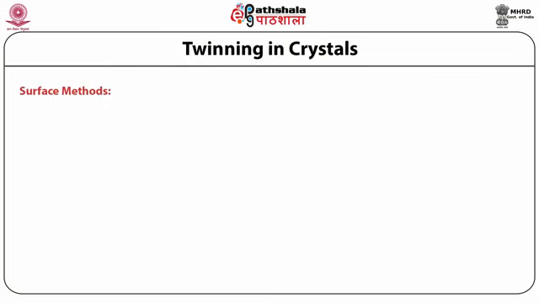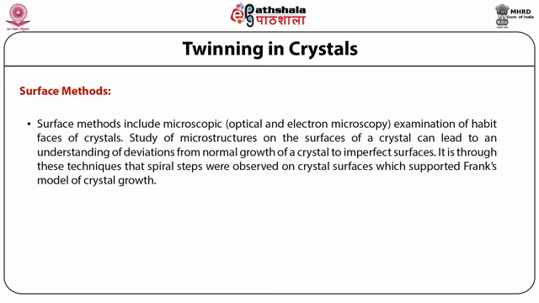We shall first take surface methods. Surface methods include microscopic, that is optical and electron microscopy, examination of habit faces of crystals. Study of microstructures on the surface of a crystal can lead to an understanding of deviations from normal growth of a crystal to imperfect surfaces. It is through these techniques that spiral steps were observed on crystal surfaces which supported Frank's model of crystal growth.